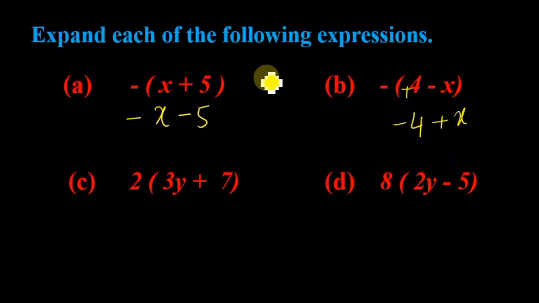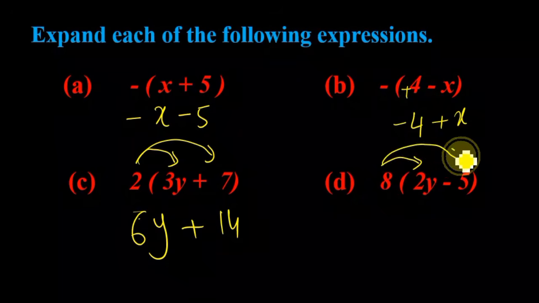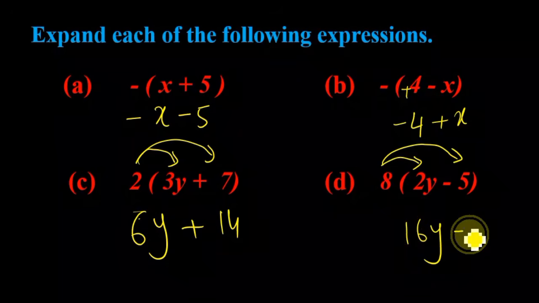Okay, now come here. 2 multiplied by 3y means 2 3s are 6y and 2 7s are 14. The number outside will multiply with both values. If there are 3 values, then it will multiply with all 3 values. 8 will multiply 2y, 8 will multiply with 5. 8 2s are 16y minus 8 5s are 40. So this is your answer, right?